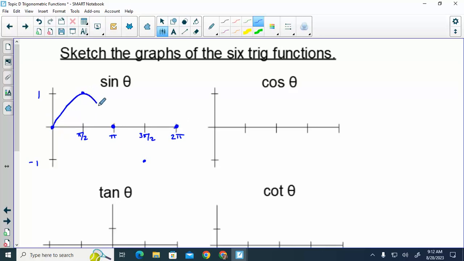So remember, this was a curve. It's not a zigzag. No breaks in the graph, just a nice smooth up and down. It doesn't just start at 0 and end at 2 pi. It keeps going forever, but this was one full period.